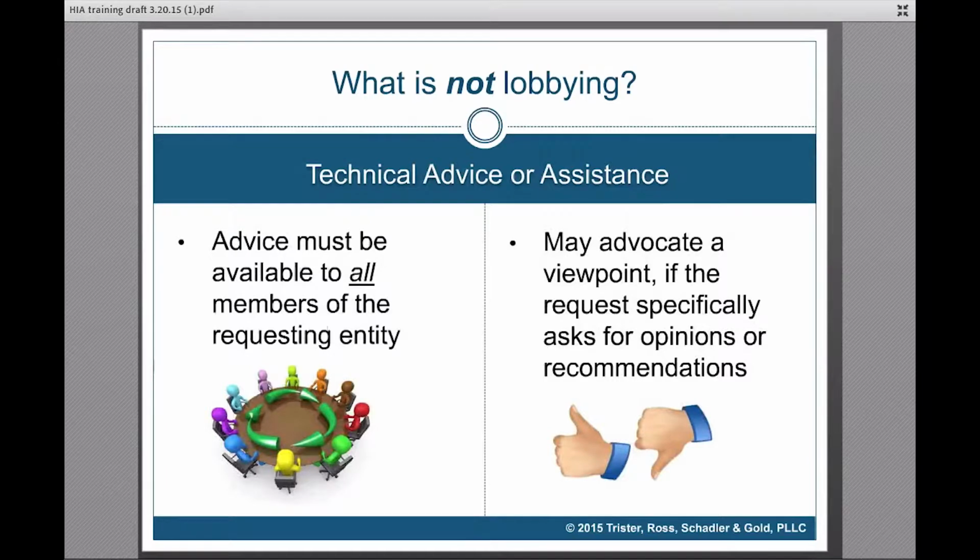The technical advice or assistance exception works at all levels of government. So you could use that at the city and county legislative bodies as well, and it's very powerful.